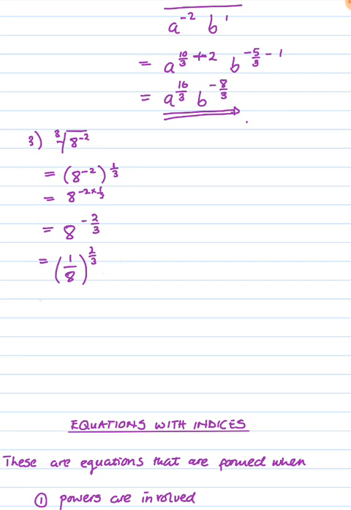So that is the cube root of 1 over 8, all of it squared. So we take the cube root of 1, that's 1, the cube root of 8 is 2, then all of it squared. It becomes 1 squared, that's 1, then 2 squared, that's 4. So our solution is 1 over 4.